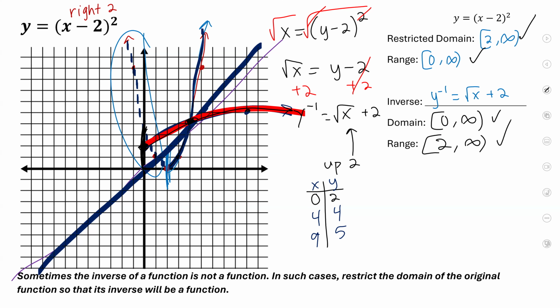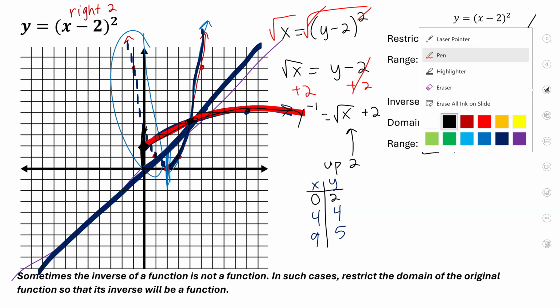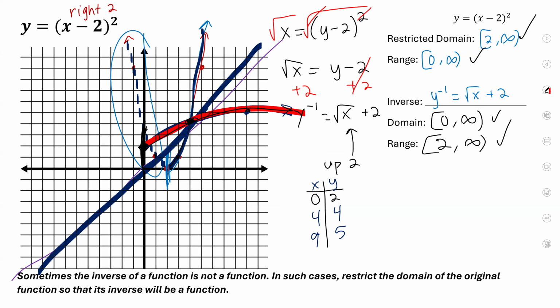Okay, so let's look at the notes. For domain and range of inverses, the range of the function f of x is the domain of the inverse function, and vice versa. Okay, so let's just notice that in this example. I'll highlight it for you. The domain of the original one is the range of the inverse. The range of my original graph is the domain of its inverse.